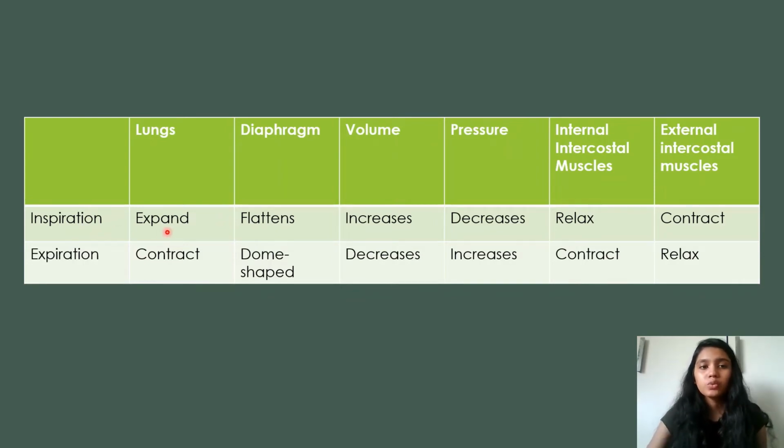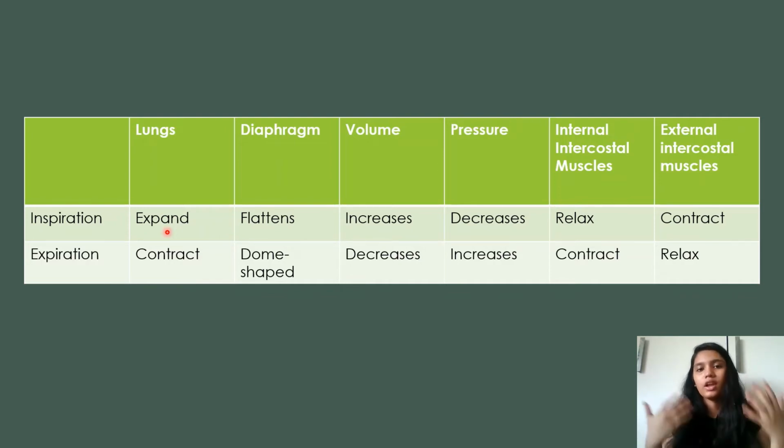So when you inspire, obviously your lungs expand. Why do your lungs expand? Because a greater volume of air is entering your gas exchange system. So your lungs have to adjust to accommodate that extra volume of air. Now your diaphragm, as mentioned below, is present right below your lungs. So when your lungs expand, your diaphragm has to allow the expansion. So how exactly will it allow the expansion? It will flatten. So your diaphragm flattens, your lungs expand.